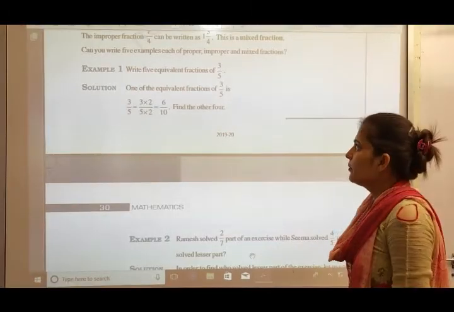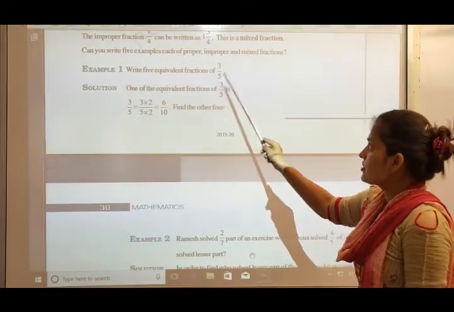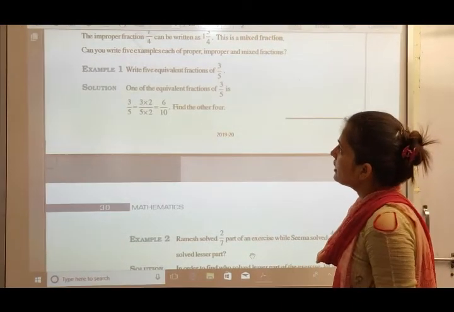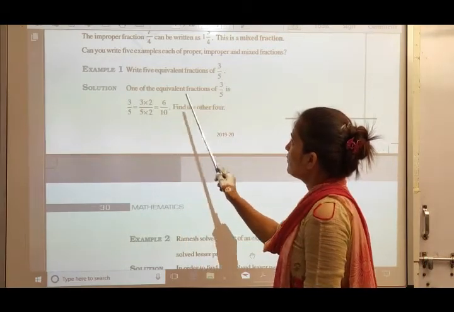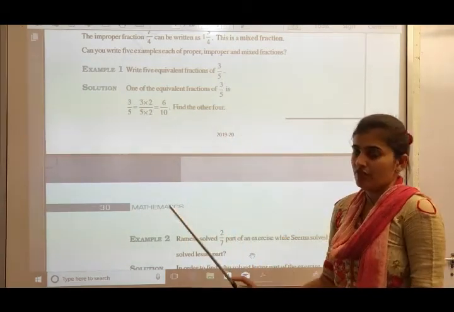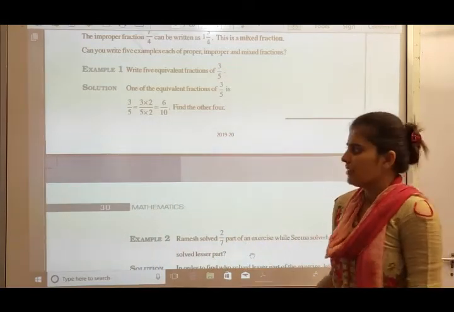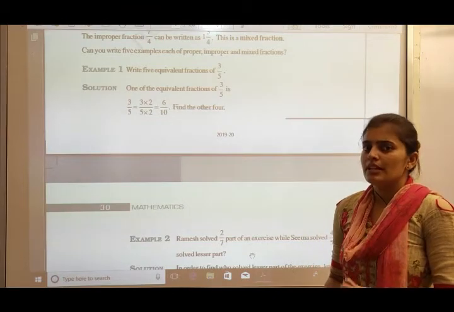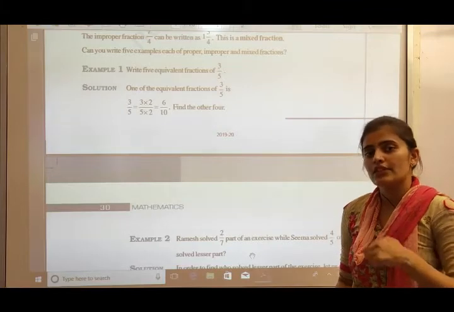Now example 1, which is given in your textbook. Write 5 equivalent fractions of 3 by 5. Now you have to write 5 different equivalent fractions of 3 by 5. One of the equivalent fractions of 3 by 5 is given over here. Simple, we have to multiply by 2, 3, 4, 5, any number you can multiply, but you have to multiply the same number with the numerator and with the denominator also.